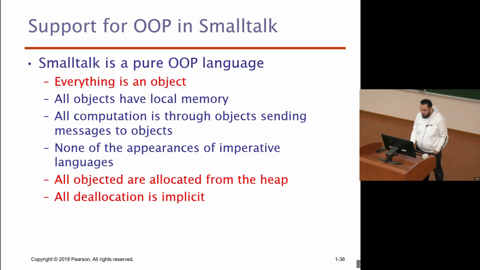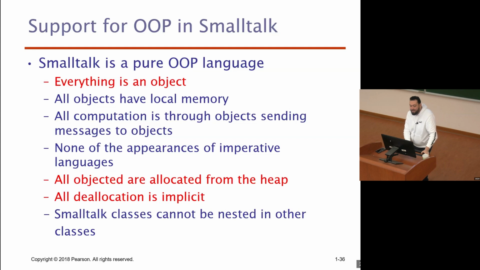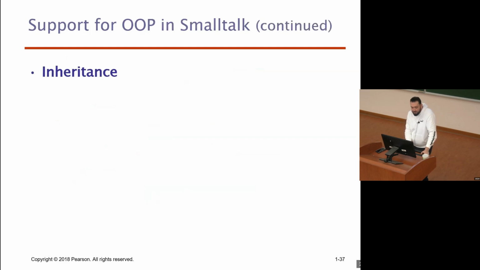They say all objects have local memory, that just means that it only exists within the scope of the program, or? I'm not sure exactly with Smalltalk, but if it's a heap, that means it's not in the method. Even if you have methods inside the class, it's also going to be in the heap, not on a stack. But I'm not sure exactly how Smalltalk works. To be honest, I've never worked with Smalltalk. All the allocation is implicit, similar to what? Similar to Java, for example. Smalltalk classes cannot be nested in other classes.